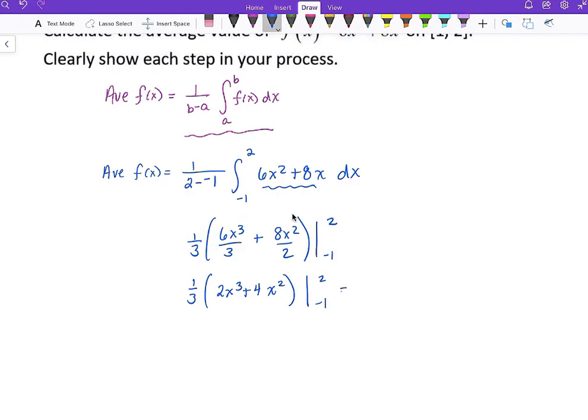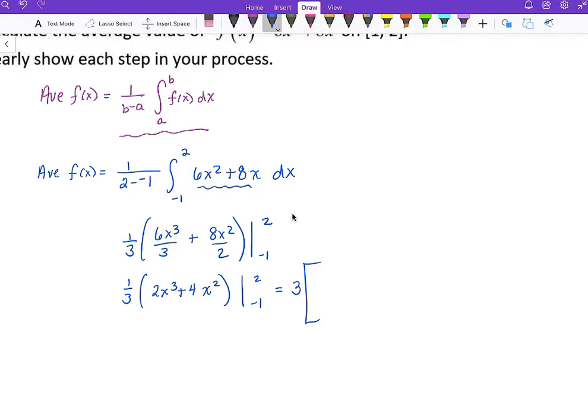So I am going to take this 3 and ignore it while I evaluate the two parts of this problem. So we're going to do 2, and x is going to be 2, so that's 2 times 2 to the third plus 4 times 2 squared, and then we're going to subtract 2 times -1 to the third plus 4 times -1 squared. At this point, I just have to simplify. So 2 times 8 is 16, 4 times 4 is 16 more. Okay, so that's 32.